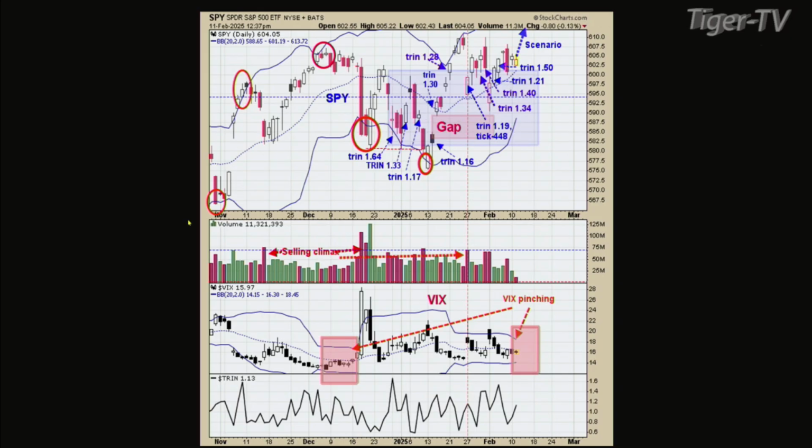The market gives you clues. It never gives you a black and white answer. That's the hard part about this game, so you've got to watch what the clues are.